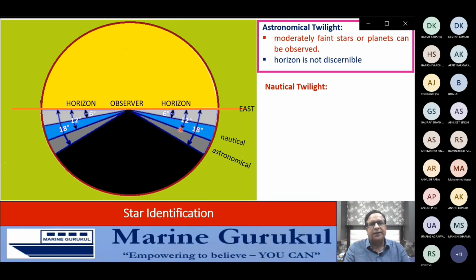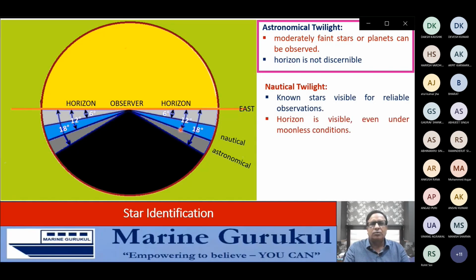So therefore, the faint stars may not be visible, but the stars and planets that we use for navigation are all visible during the nautical twilight. And at the same time, because of improved lighting, now the horizon is also visible. Therefore, nautical twilight, as the name suggests, is the suitable period for taking star observations.